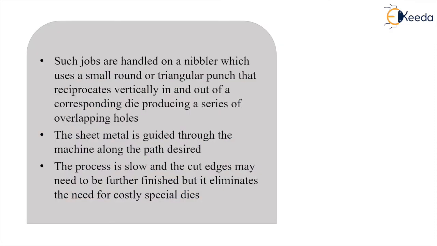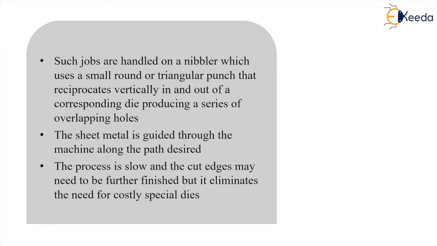So such jobs are handled on a nibbler, which uses small round or triangular punches that reciprocate vertically in and out of a corresponding die, producing a series of overlapping holes. As I told you, a number of holes with small punches. Suppose this is the size of a hole, then with small punches, I will go on producing these small holes, overlapping one another, producing this entire shape.